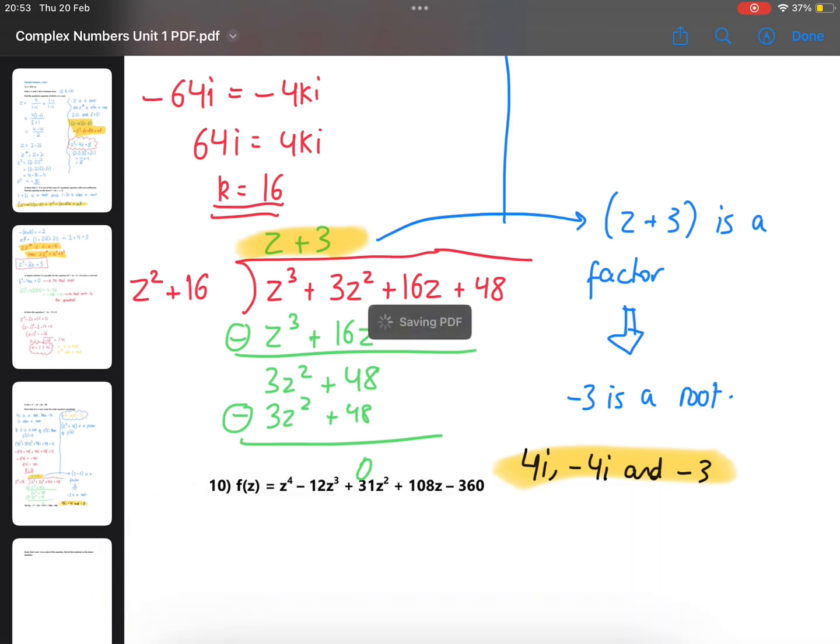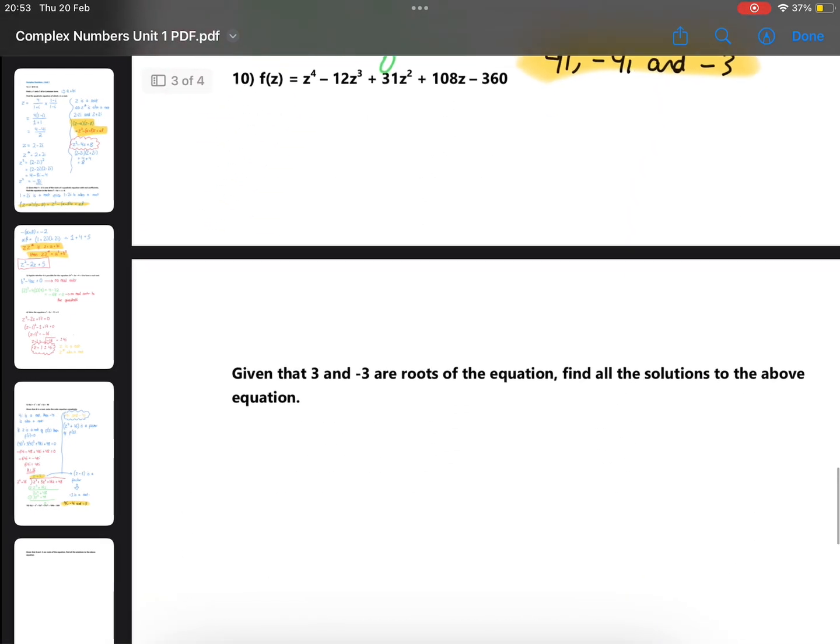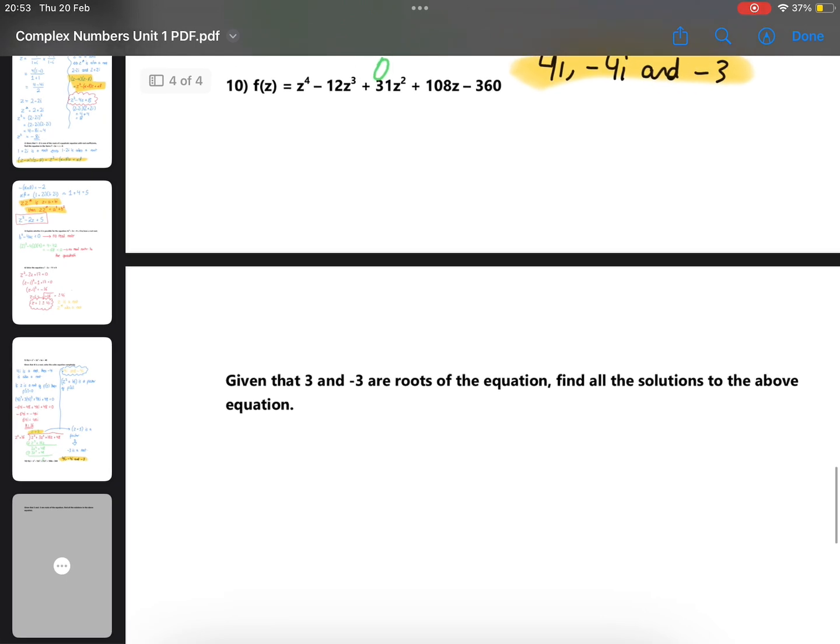Moving on to the next one, as if a cubic wasn't enough, we now have a quartic. And it's f of z equals z to the 4 minus 12z cubed plus 31z squared plus 108z minus 360. And we've been told that 3 and minus 3 are roots of the equation, and we need to find all the solutions to the above. So that's going to be 2 more roots.